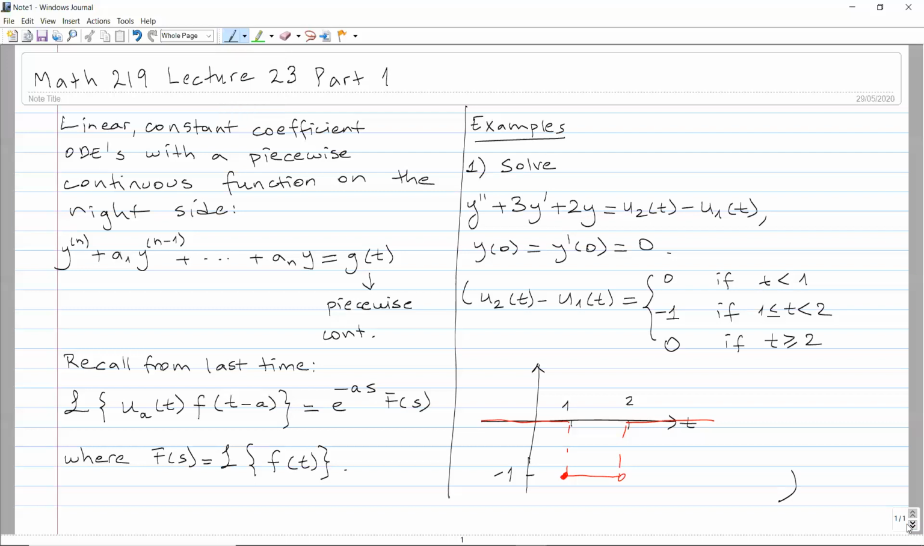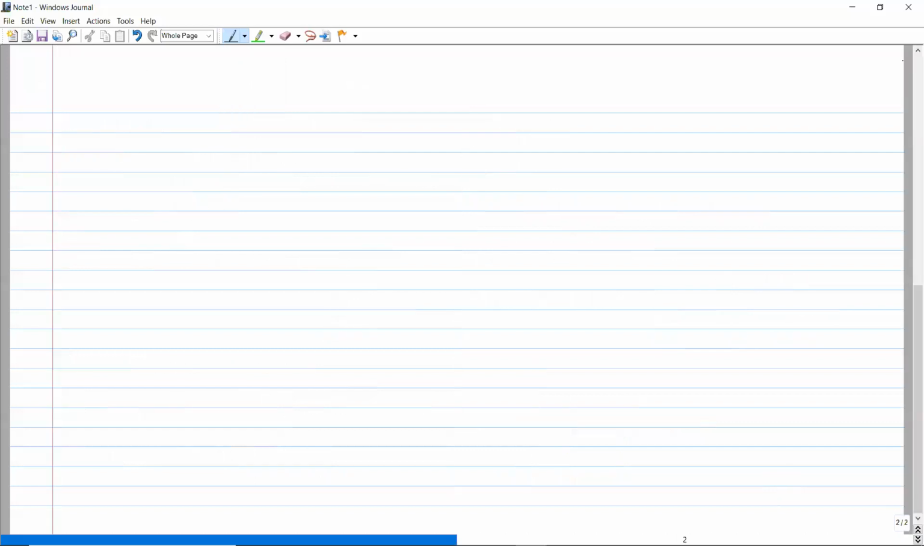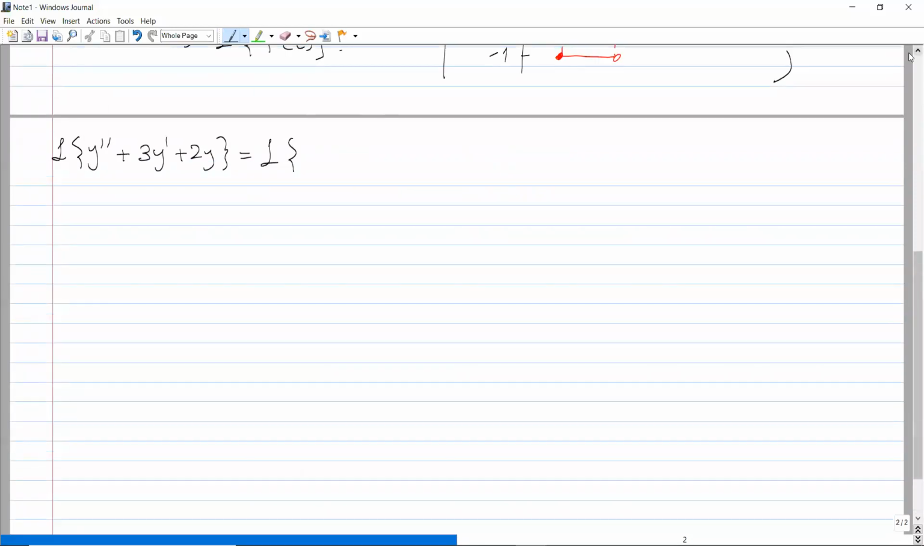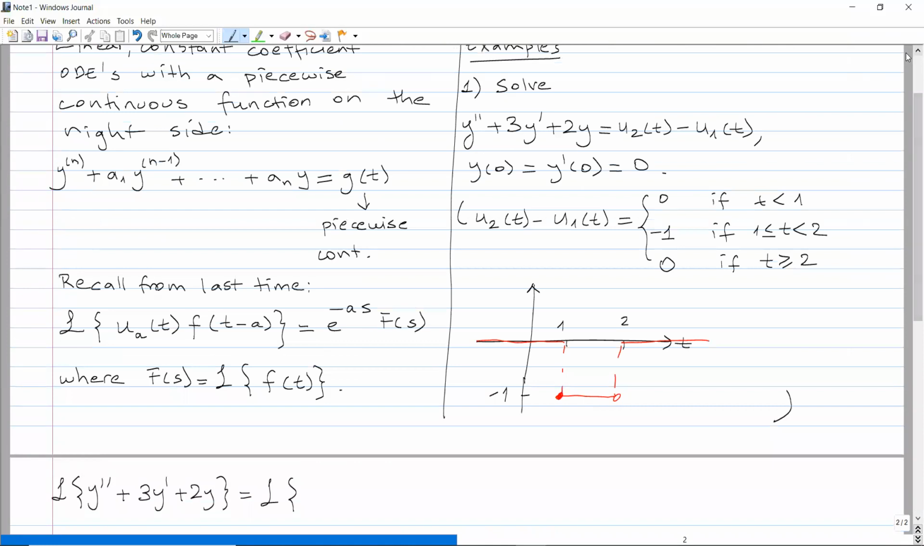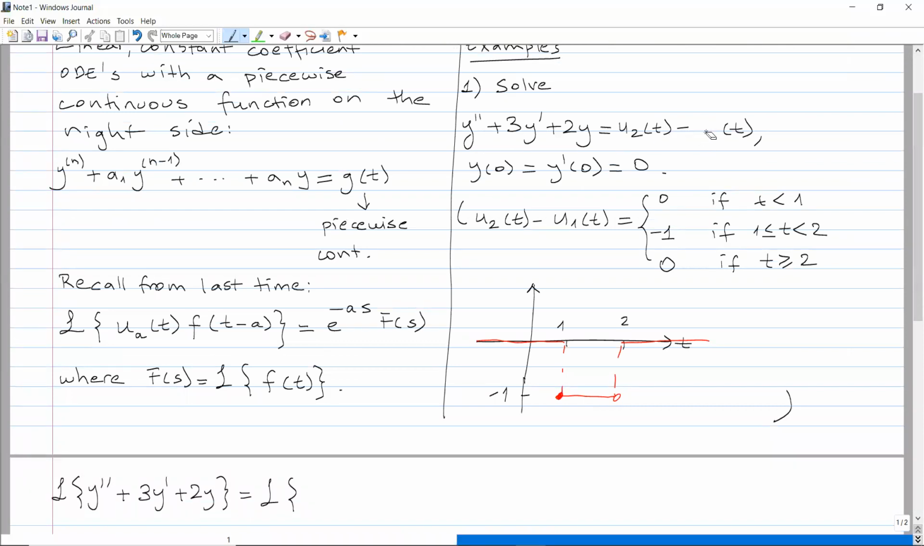So we are going to take the Laplace transform of both sides. We take the Laplace transform of y double prime plus 3 times y prime plus 2y, and it's equal to the Laplace transform of the right side, which is, oh, I'm sorry, I made a mistake. We can work it out this way, but checking from my notes, it should be u2 minus u3.